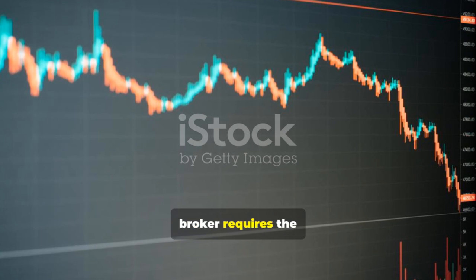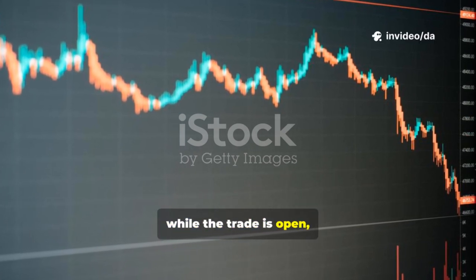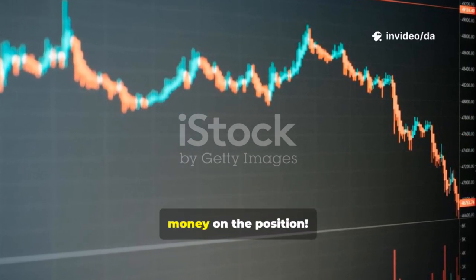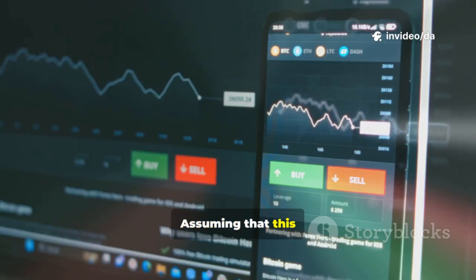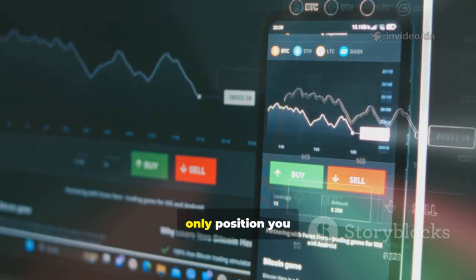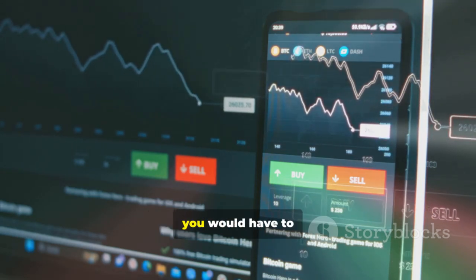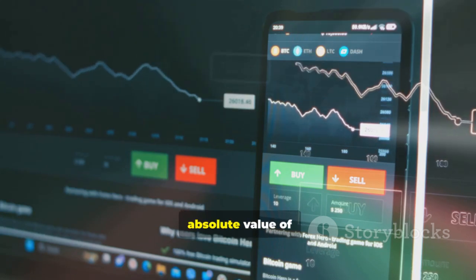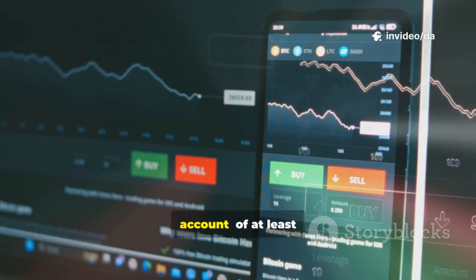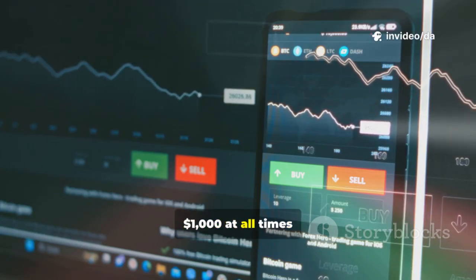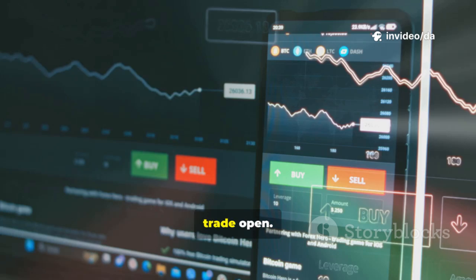The reason the broker requires the deposit is that while the trade is open, there's the risk that you could lose money on the position. Assuming that this USD/JPY trade is the only position you have open in your account, you would have to maintain your account's equity, the absolute value of your trading account, of at least $1,000 at all times in order to be allowed to keep the trade open.